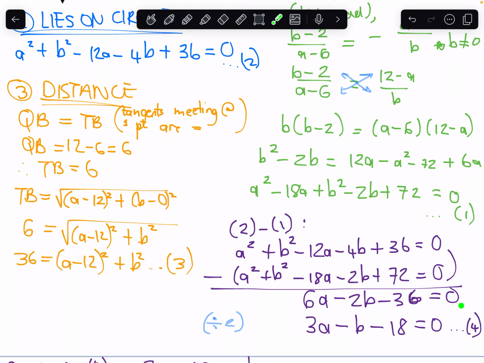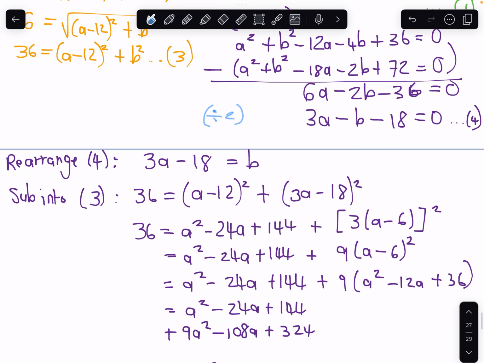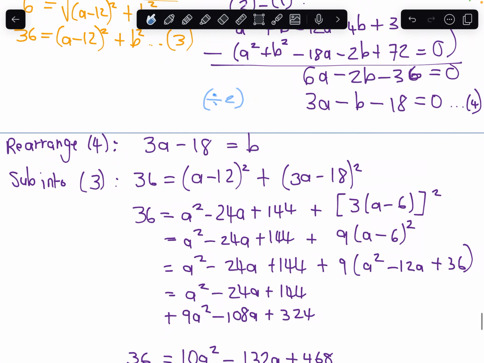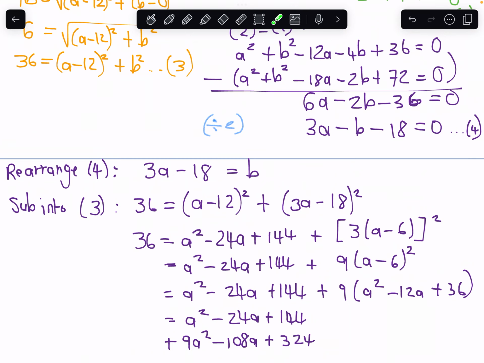So then we got that. Then I just divided through by 2, so I have 3a minus b minus 18 is equal to 0. So that is now a fourth equation, the linear equation I wanted, which I then rearranged so that b is the subject. So just add b on both sides. So I've got 3a minus 18 is equal to b. Now I can take this expression and sub it into this equation.